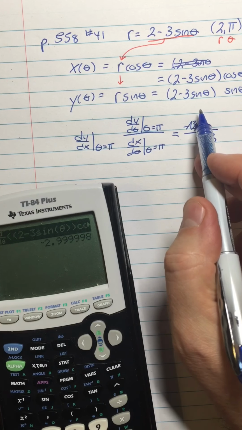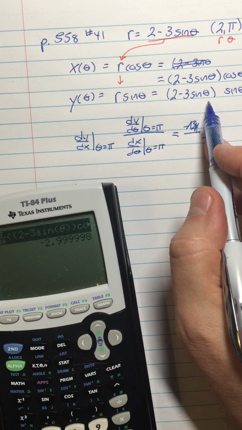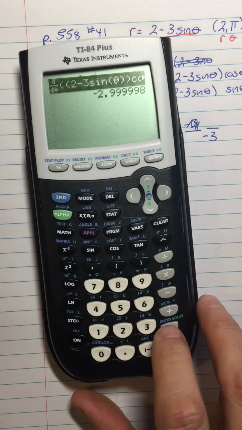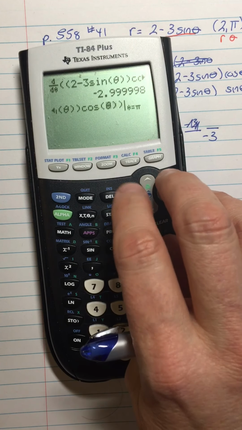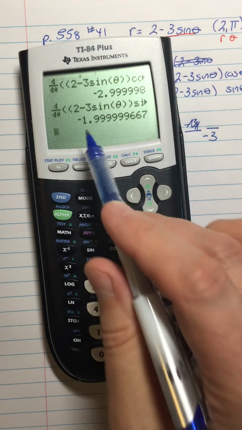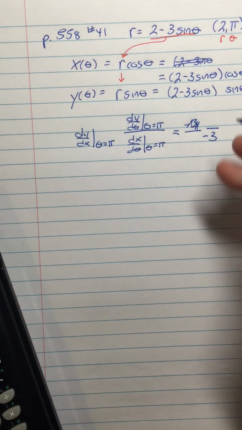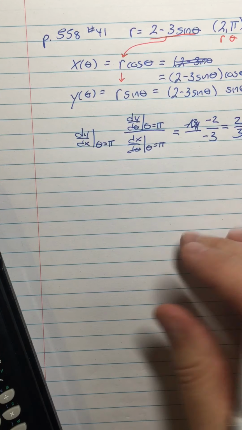So here's what else I'm going to take advantage of. The dy d theta is exactly the same as dx d theta, except it has sine instead of cosine. So what I'm going to do is copy this entire line down, and then change the cosine to sine, and boom. Now I got negative 1.99, so guess what? That's really negative 2. So that slope is 2/3. And that's it. That's all you have to do.